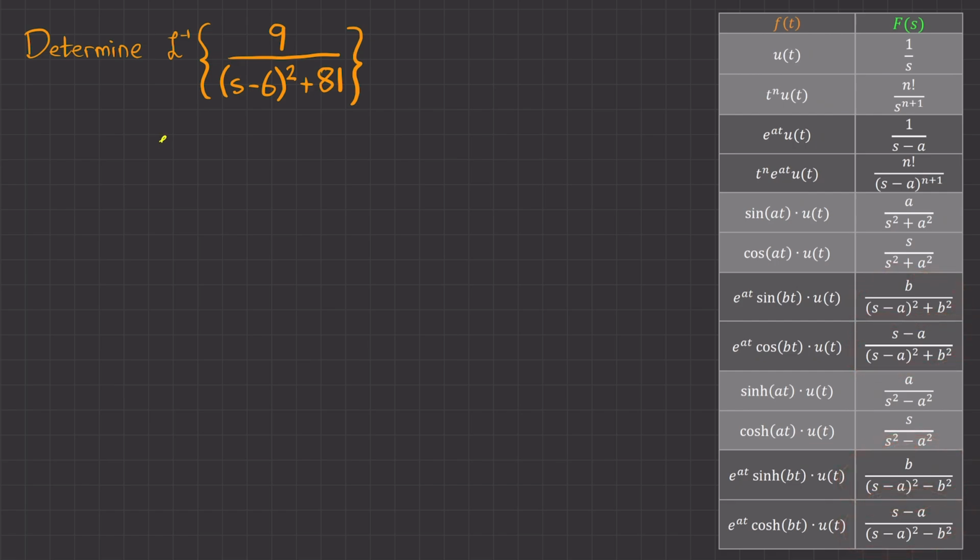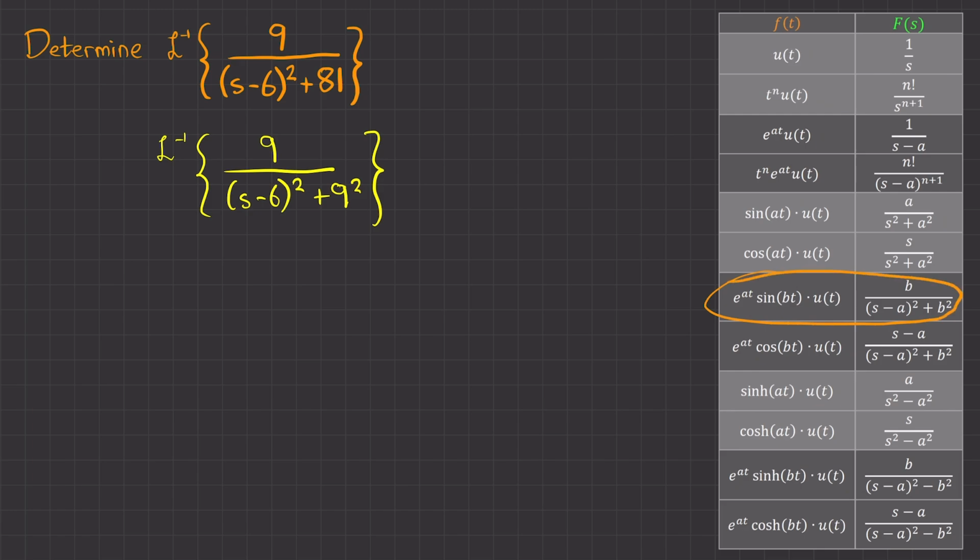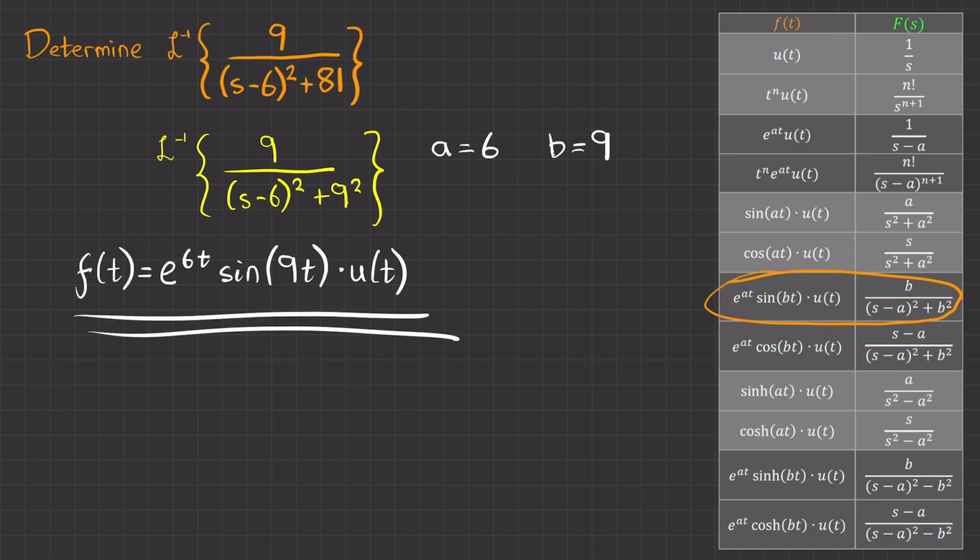If I rewrite this equation with the 81 in a number squared format, you can see we have 9 squared. We can pull out the information that a equals 6 and b equals 9, and then put it into the f of t format, which will give us e to the 6t sine 9t, all multiplied by the unit step function. Nothing new really, but what if we don't have the denominator in a completed the square format?